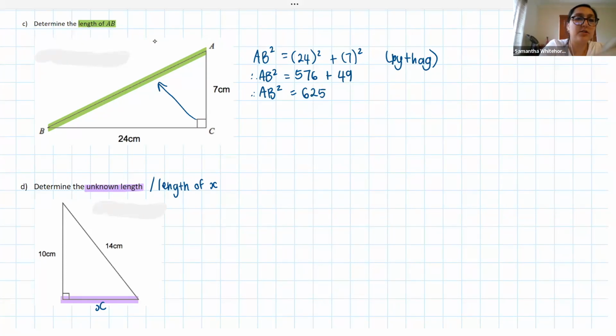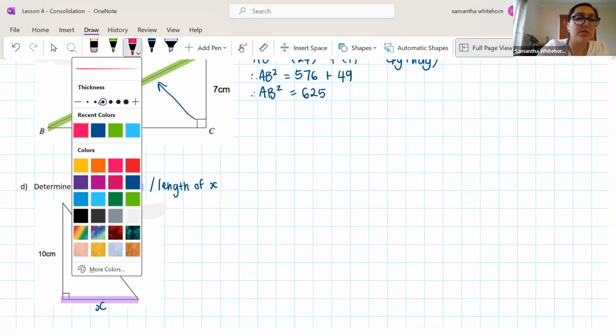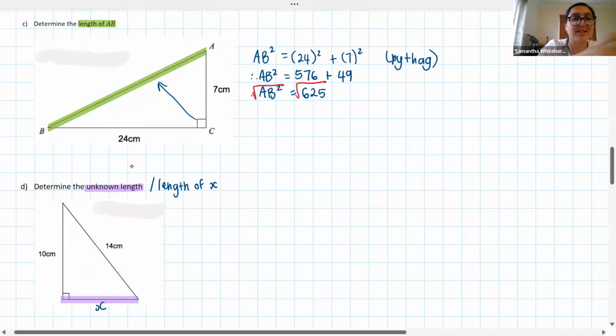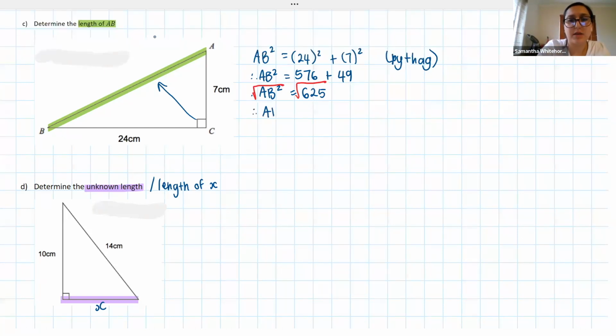625. As you guys have already said through the other examples, we know that what we need to do now is we need to square root both sides in order to get just AB, not AB squared. And so we end up with AB is equal to 25. And again, centimeters, there's a unit for your answer. So make sure you do put your unit in. Okay, so in this case, my answer was 25 centimeters. That was the length of AB.